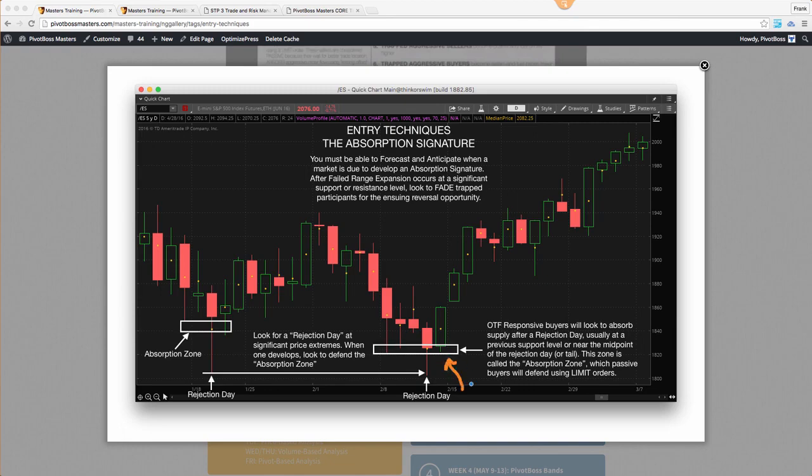Over here, here's another absorption level. And this is OTF responsive buyers looking to absorb supply after a rejection day. So you see this rejection day here. The reason why it's a rejection day, look at this 2-day support over here. There's 2-day support. Price comes down, 2-day support. But price can't go higher, so it has to auction lower, take out some stops before it can jump up. So that's where the rejection day comes in.